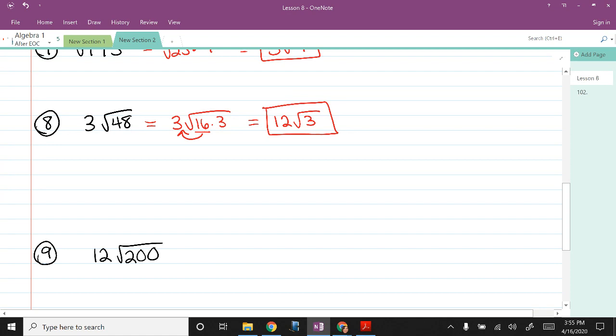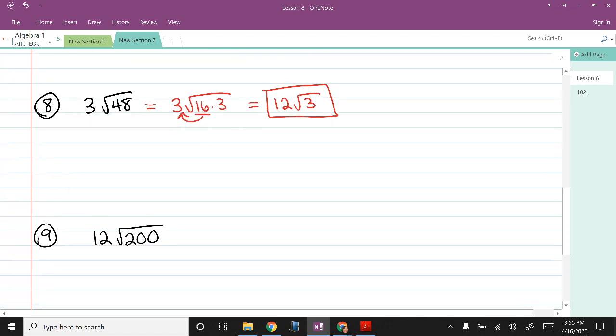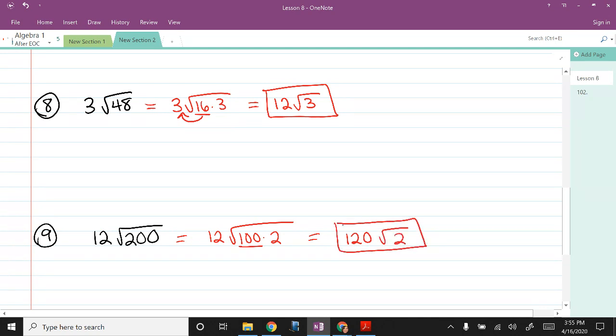Okay, 12 times radical 200. I'm just going to think about the radical for a second, and I believe the largest perfect square that goes into 200 is 100. So I change that to 12 times radical, 200 is 100 times 2. Okay, and I take my square root. Square root of 100 is 10. 10 times 12 is 120. So that's going to be 120 radical 2. That's my final answer there.